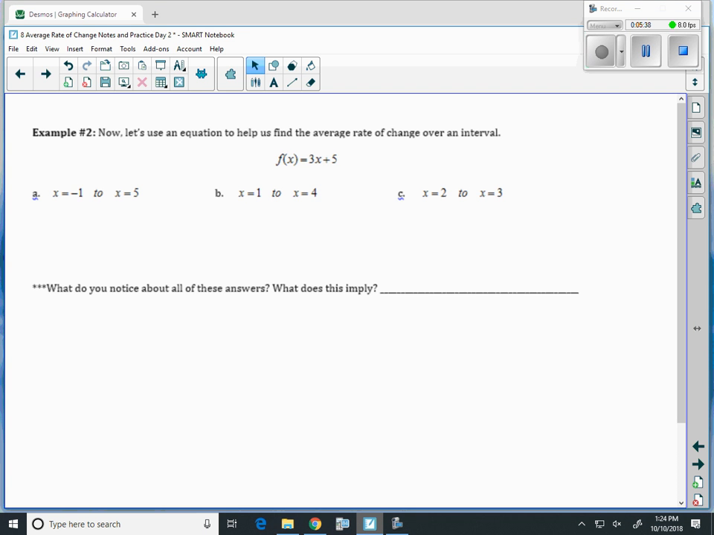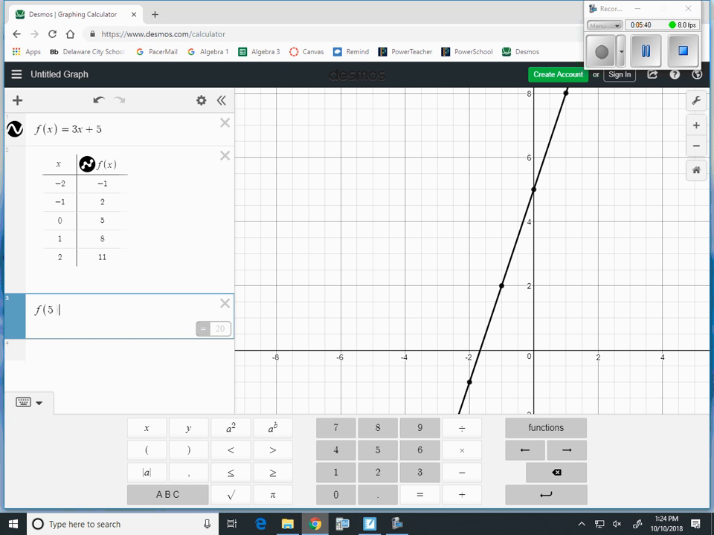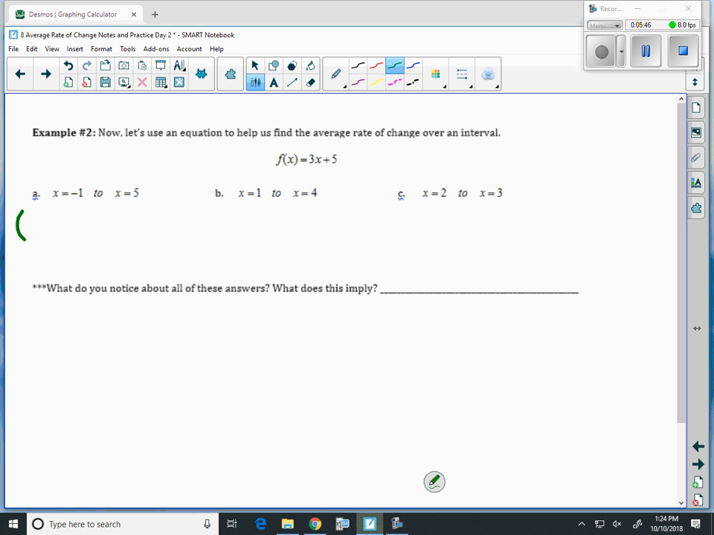So let's see. I need -1 and 5. So -1 corresponds to 2, and 5 corresponds to 20. So there's my coordinate point. I'm going to let you go ahead and work. You're going to find the average rate of change for all 3 of these.